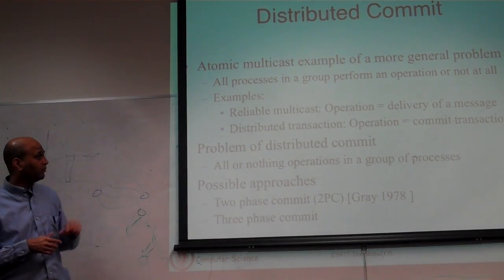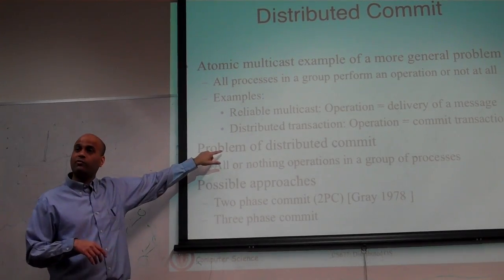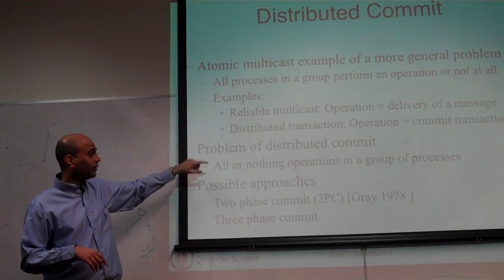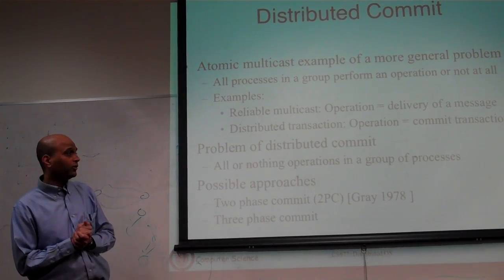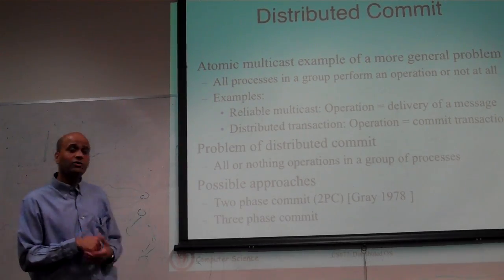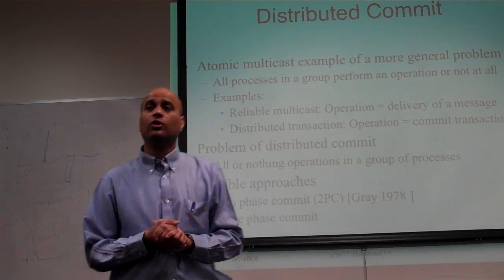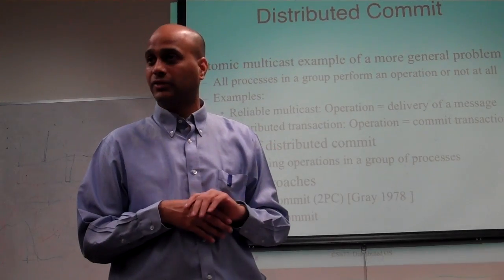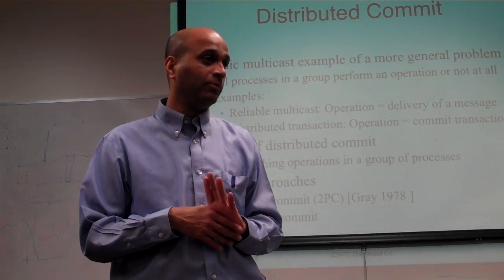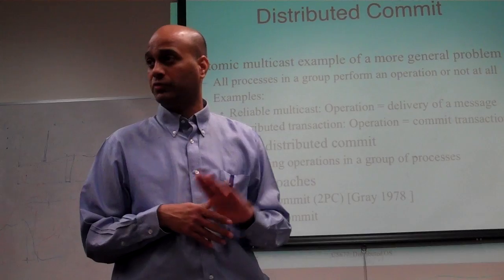So this is a protocol we are going to look at. This is the problem of distributed commits, and very similar to atomic multicast. This one we look at in more detail. It's an all or nothing operation for a group of processes. We will look at this very classic protocol called 2PC, two-phase commit. If you have taken any database class, you probably know what two-phase commit is. So we'll now look at it.